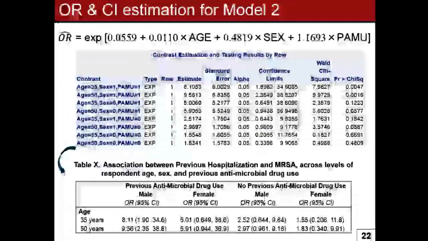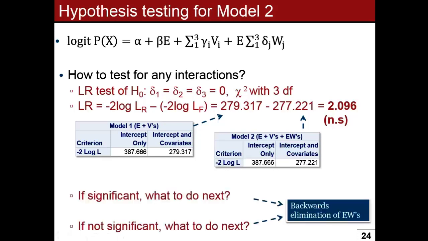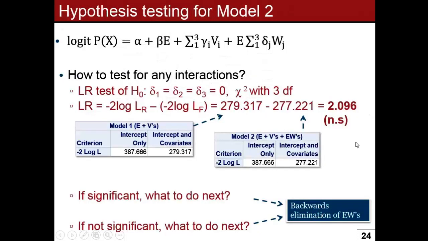Okay, I don't want to go back too far. Believe me, this is it. And then if you drop the 3 W terms and you refit the model, which is model 1, we saw this earlier, it had just age, sex, and PMU and no EW terms. This was its negative 2 log likelihood here. And then you set up your likelihood ratio statistic as the difference between these two. And all right, it doesn't actually, there it is, I missed it, I thought it was on the bottom.